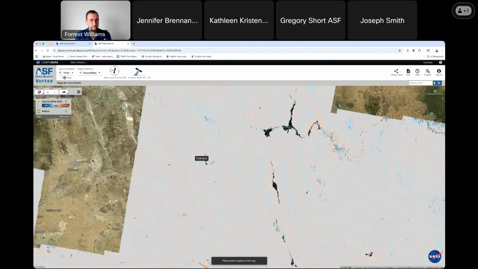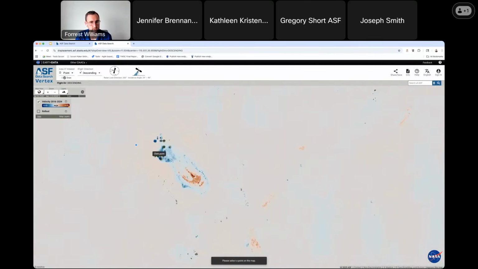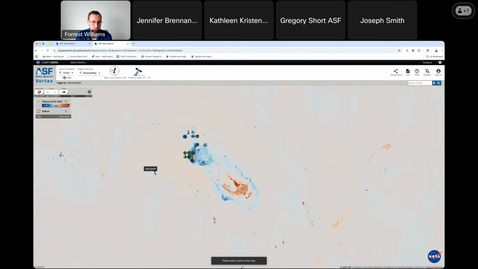And the other thing that we're really excited about, that actually took a lot of engineering work behind the scenes, and I'd be happy to talk a little bit more about how we're doing this if people are interested, is that we've also created the capability to actually spatially query this data to look at the time series of displacement. And how this actually works is you can zoom in on a particular area of interest.